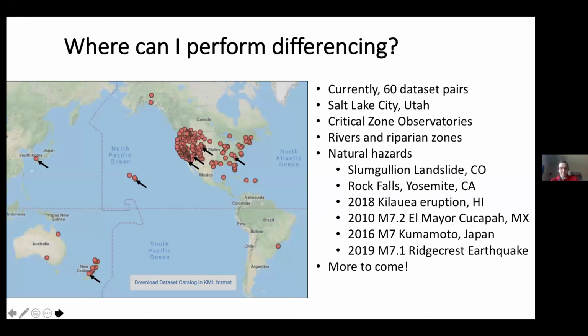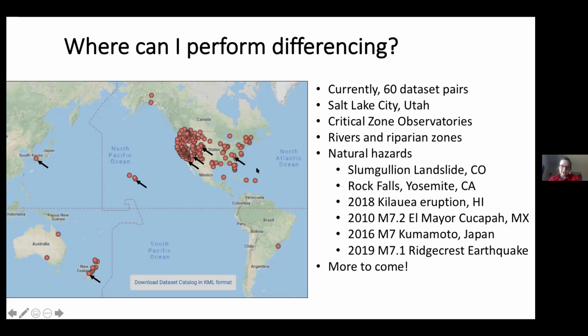So a question you may be asking right now, Chelsea, is: this is cool, how can I do this on OpenTopography? Well, we're about to show you. Currently we have topographic differencing implemented on 60 dataset pairs. And these datasets cover a wide range of geologic and anthropogenic processes.